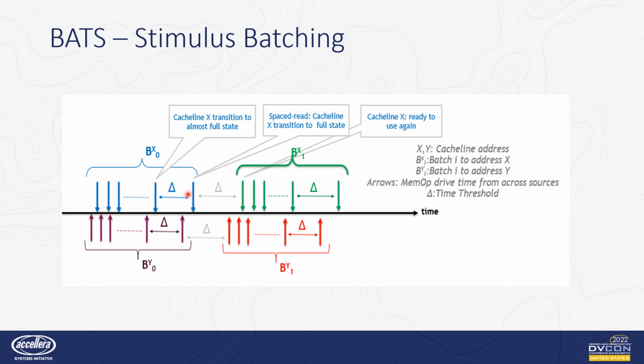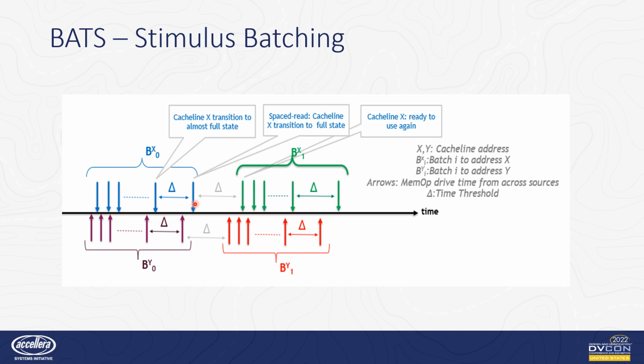After the simulation time delta, if any agent asks for the same cache line, it will give a conditional grant. What that means is that the agent should be able to drive a full cache line read to it. Once it does that, BATS will transition this cache line to a full state. Again, what that means is that in the full state, BATS will not grant any access to that cache line X for a sim time delta. Once that sim time passes, other agents are again free to reuse cache line X.